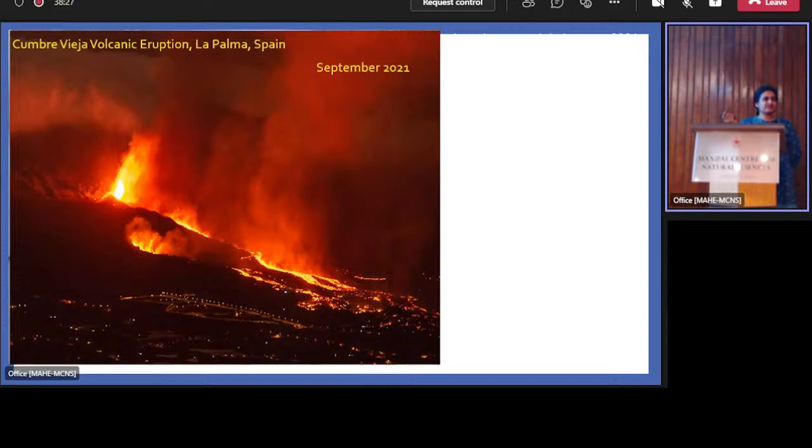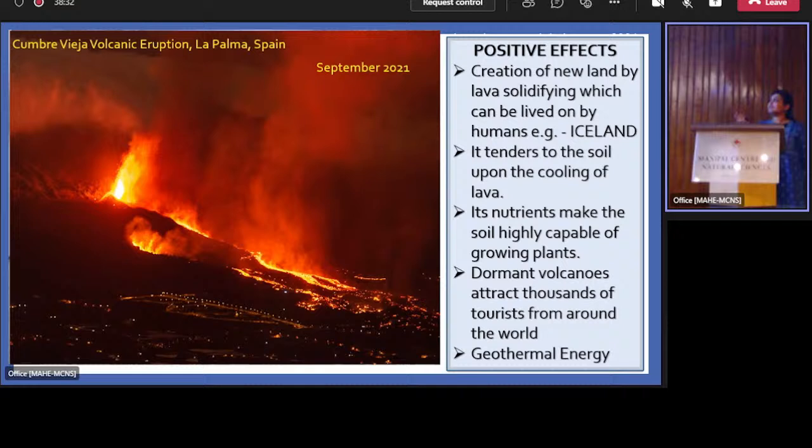These positive effects are: it creates new land by lava solidifying, for example, Iceland. It renders the soil fertile upon the cooling of lava; its nutrients make the soil highly capable of growing plants. It's also a tourist attraction, and finally, geothermal energy.